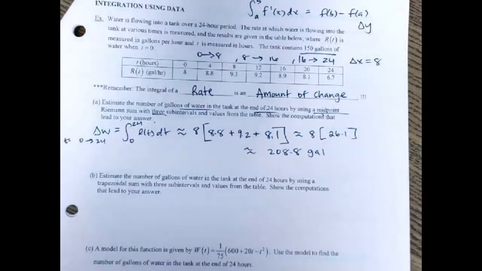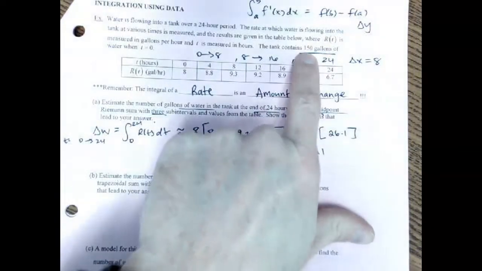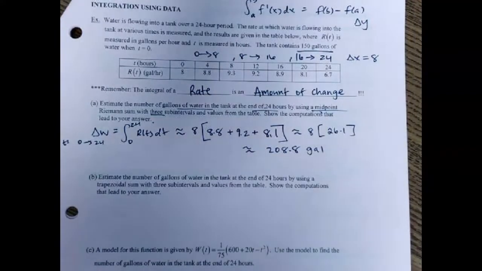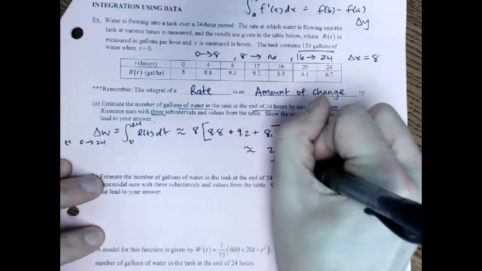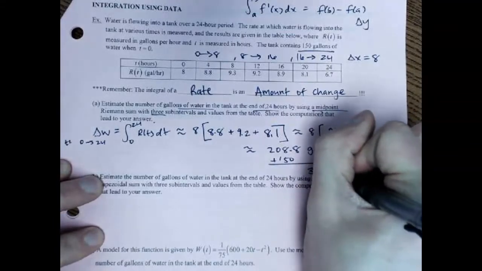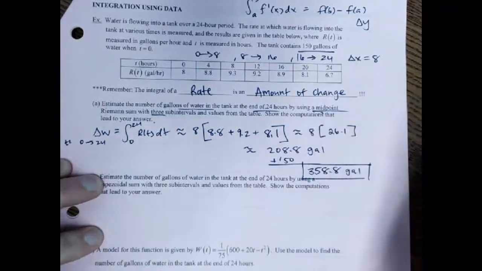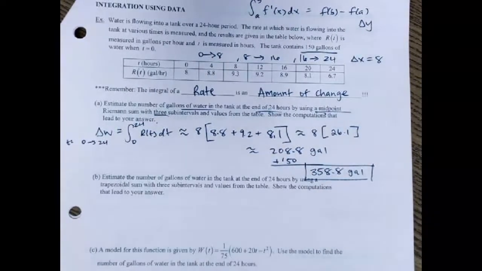So what I'm going to have to do with this 208.8 is add it to the 150, right? We had that initial amount, and I would either add to it if you have an inflow, or I would take that initial amount and subtract from it if we had an outflow. So here I'm going to add the 150 and we're going to get 358.8. That is approximately how many gallons of water are going to be in the tank at the end of this 24 hours. Approximately, because we used the Riemann sum to guesstimate how much water comes in.